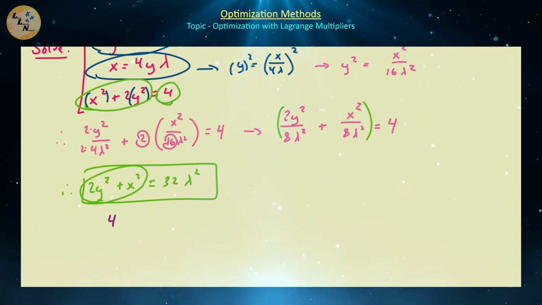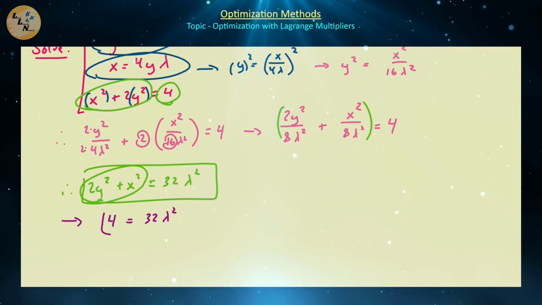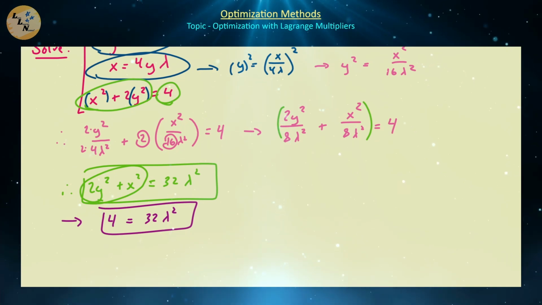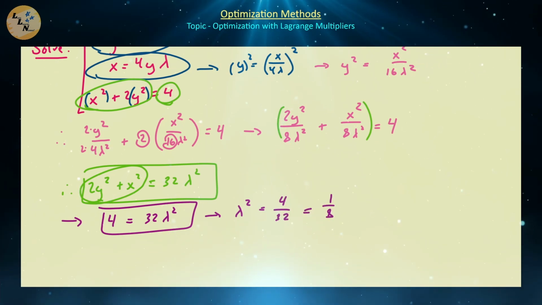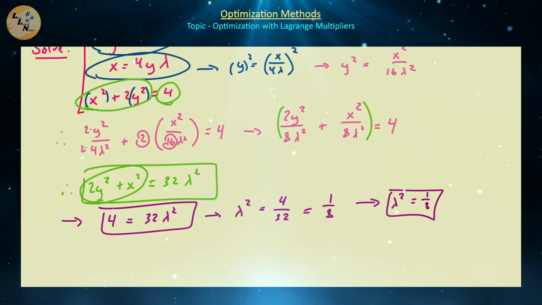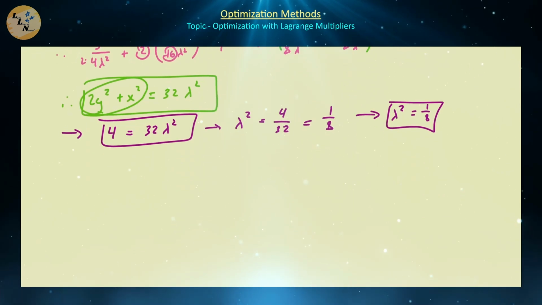So we're going to have that 4 is equal to 32 lambda squared, which we can now solve for lambda, right? So once we have that lambda squared is equal to 4 divided by 32, which is going to be 1 over 8, and then we can take the square root of that if we desire, right? So we have lambda squared equals 1 over 8, and you can write plus or minus 1 over 2 square root of 2 or whatever you want to do with that, but I'm actually going to leave it in that form.